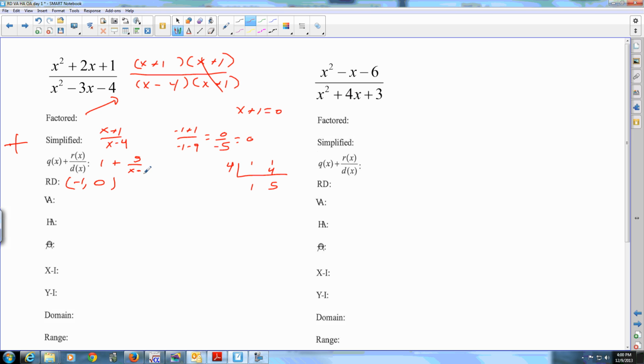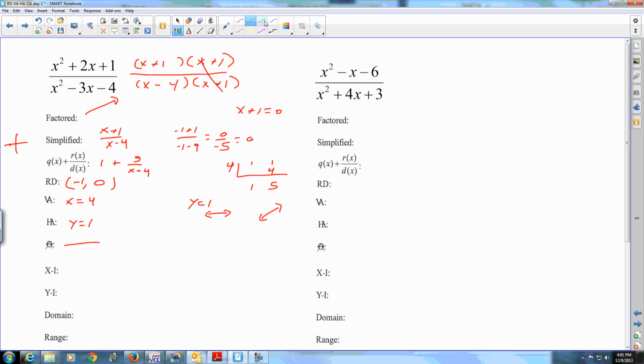4. Okay. Your vertical asymptote, you look at your d of x, set it equal to 0, and you get x equals 4. There's your vertical asymptote. Your q of x does not have a variable with it, so if you graphed y is equal to 1, you'd see a horizontal line at 1. If it had a variable with it, once again, you'd see that it would be oblique, but it doesn't have a variable, so y is equal to 1 is horizontal. You don't have an oblique.